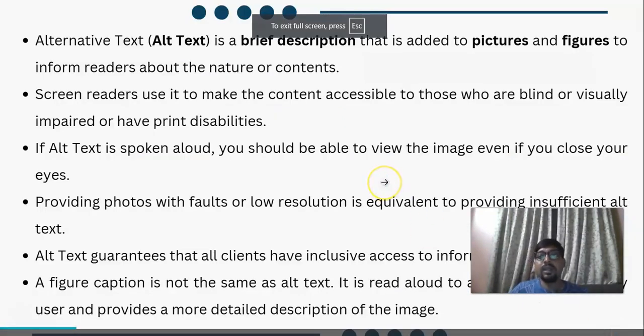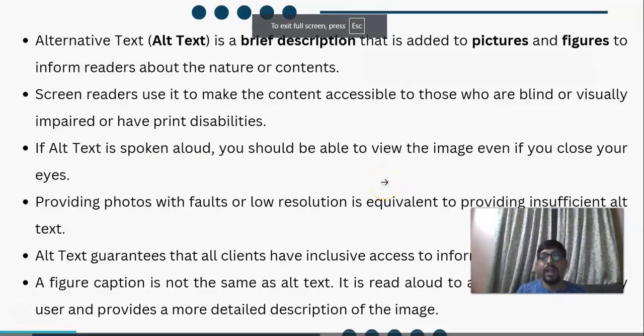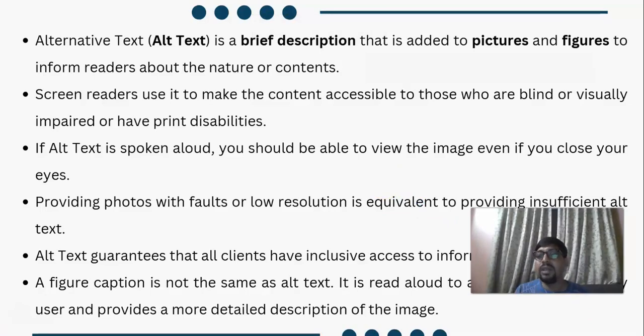Before showing this, I'll describe what alt text is. Alt text is an acronym. The full form of alt text is alternative text. It is a brief description that is added to pictures, figures, illustrations, photographs to inform readers about the nature and contents of your images or pictures.